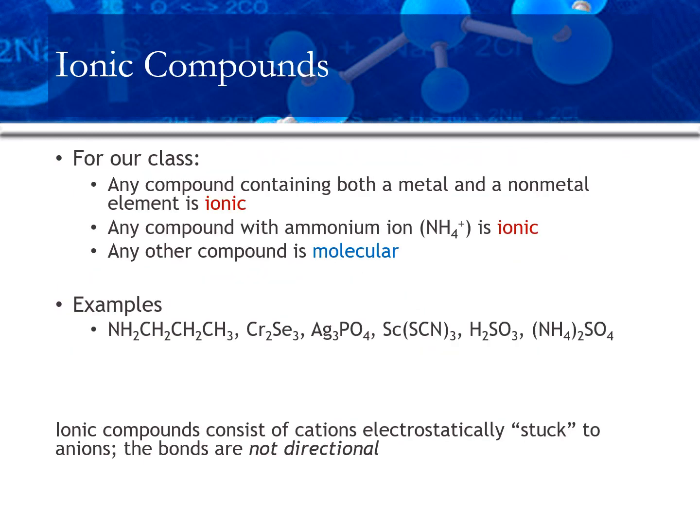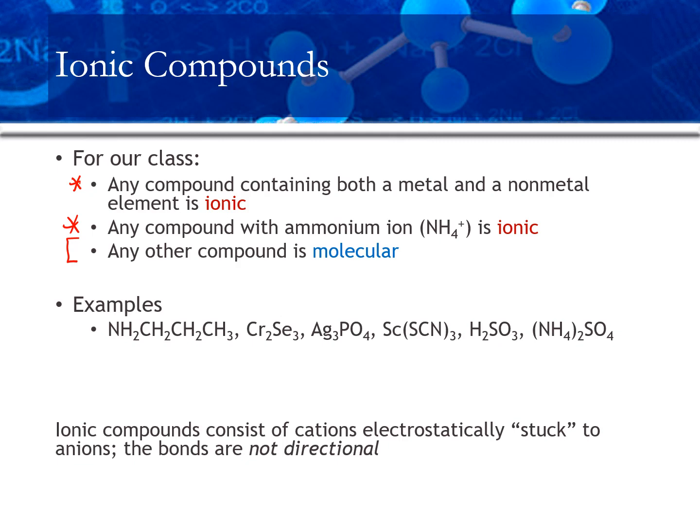Now that we know what ions are, we can better understand how to identify whether a compound is an ionic compound or molecular compound. So the way we're going to do this for now in our class, we're going to follow this simple rule. First thing, any compound containing both a metal element and a nonmetal element is ionic. This is another reason why you need to be able to recognize metals and nonmetals by looking at a periodic table. If the compound formula begins with an NH4, an ammonium ion, then it is ionic. And then we'll assume that any other compound, at least for now, to be molecular.